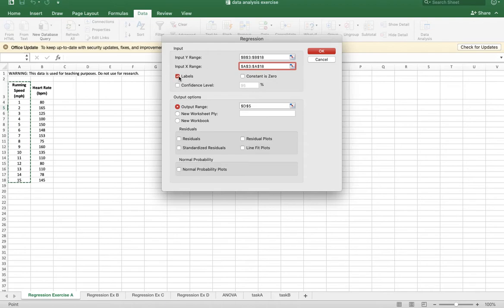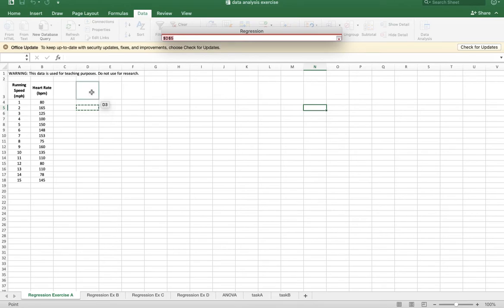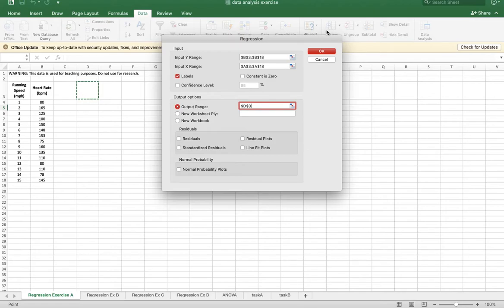Make sure you remember to tick the labels box, because it's very important to let the system know that you have a column label. Then for the output range, select it and you can place it anywhere on the Excel datasheet. Let's say we choose that one, then we press OK.